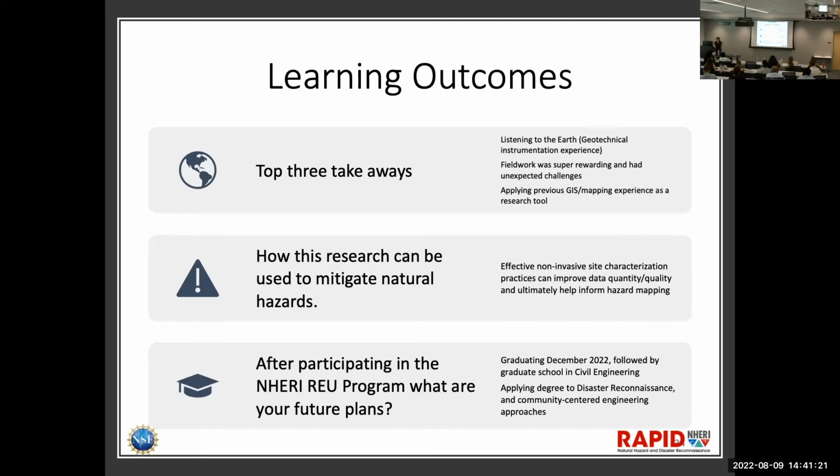And my project can be used to mitigate natural hazards, as effective, non-invasive site characterization practices can improve data robustness, and it can ultimately inform hazard mapping. After NHERI, I'm graduating in December, so I'm in the midst of doing graduate school applications. In the future, I'm ultimately interested in disaster reconnaissance, but mainly in working on community-centered engineering approaches.